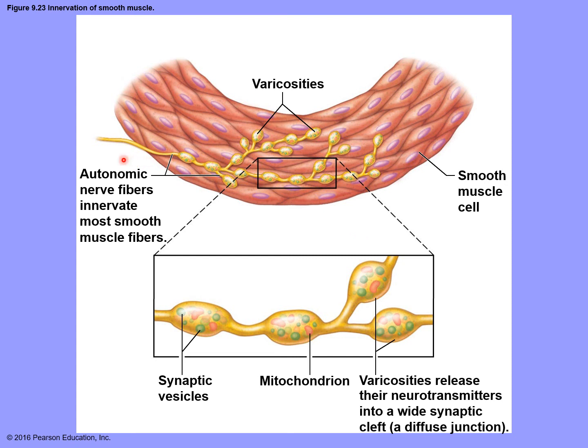So here are your autonomic nerve fibers. You have these little swellings, if you will, right in here. They're called varicosities. Inside these is where you have your synaptic vesicles, which will release the neurotransmitters.